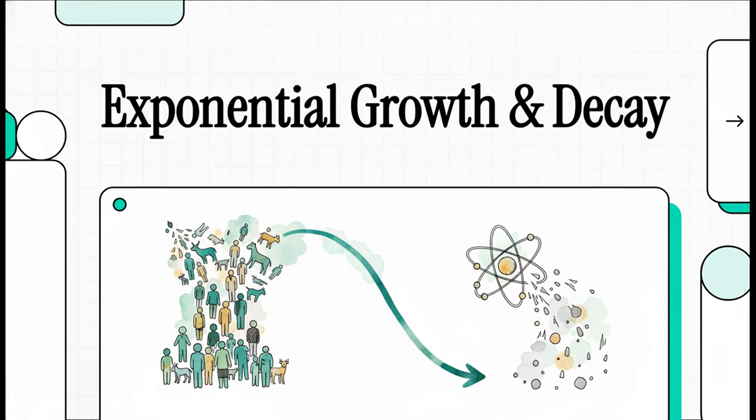Okay, so what if I told you that there's one single formula, just one, that can describe a booming population and tell you the age of an ancient fossil? Sounds kind of crazy, right? Well, today we're going to unlock that exact piece of math.